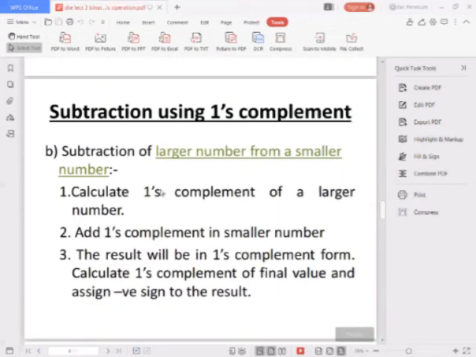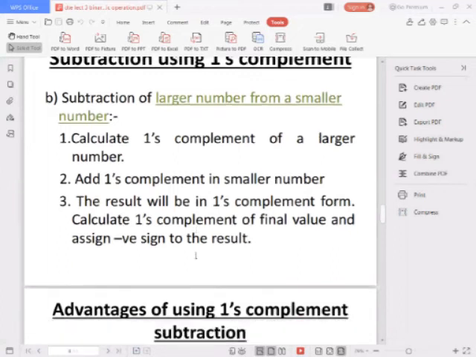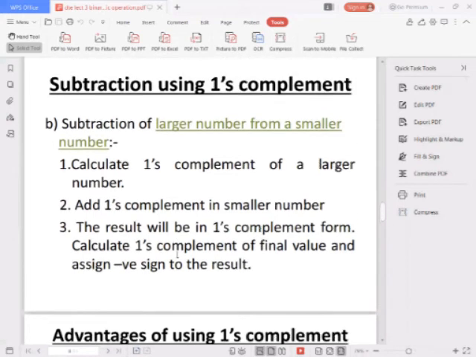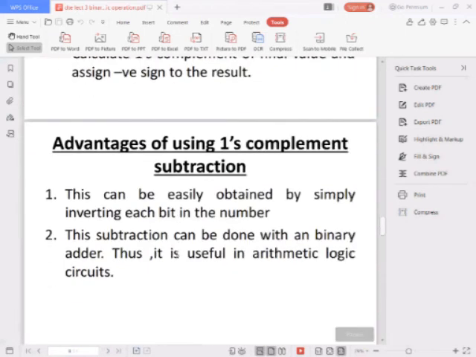Then subtraction using 1's complement of a larger number from a smaller number. Calculate the 1's complement of the larger number, and add the 1's complement to the smaller number. The result will be in 1's complement form, that is negative form. Calculate the 1's complement of the final value and assign the negative sign to the result. These are the subtraction steps using the 1's complement method.